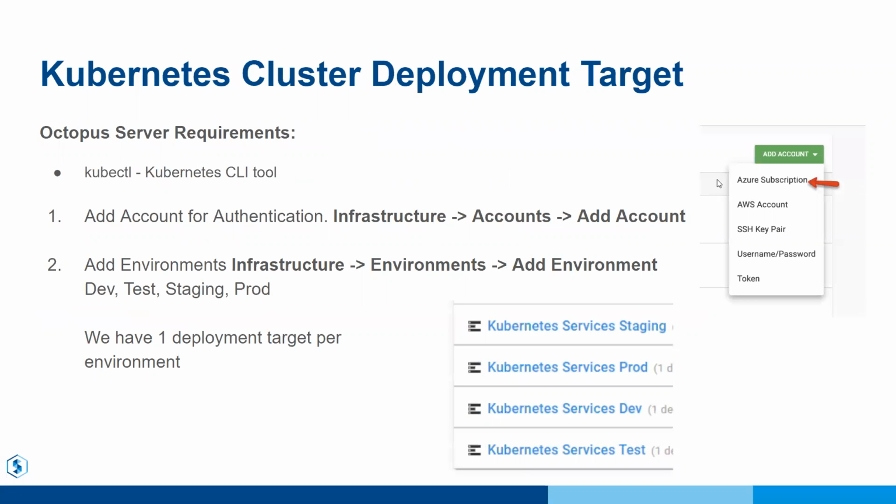First, as a requirement, in your Octopus server, you need to have a Kubernetes CLI tool installed. For our example, I'm gonna use a Kubernetes cluster in the Azure cloud. Another requirement is to have an account authentication for that Azure cloud, and also to set up your environments. In our case, we have dev, test, staging, and production environments, and each environment represents one Kubernetes cluster.